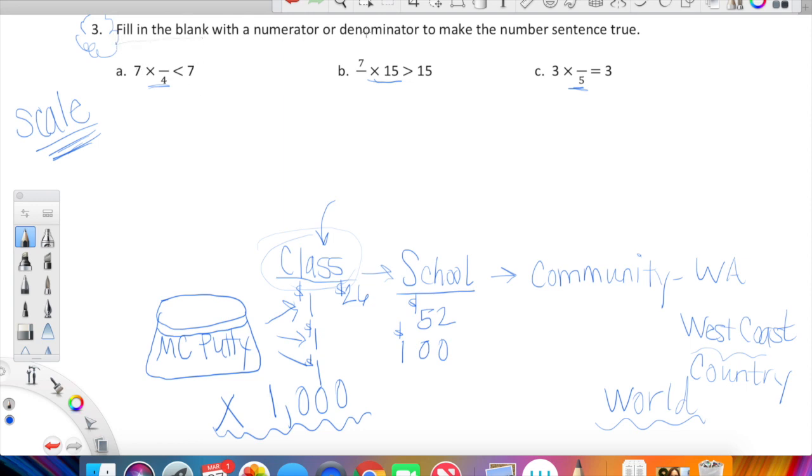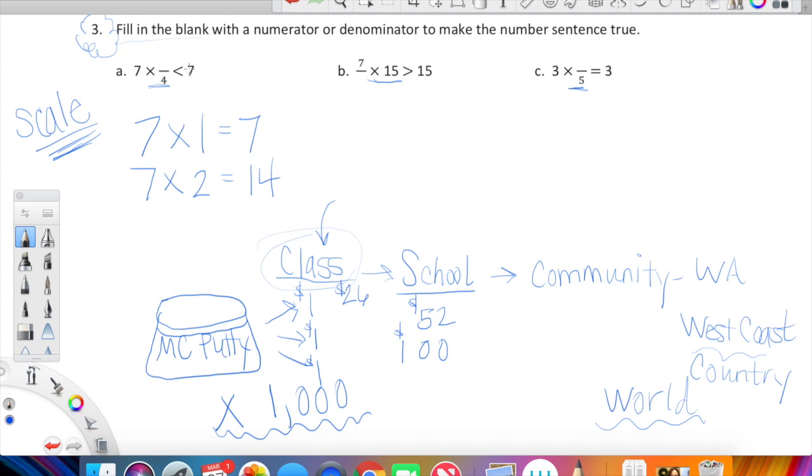Cool. So here, fill in the blank with a numerator or denominator to make the number sentence true. So 7 times something over 4 is less than 7. Well, here's what I know. I know that 7 times 1 is going to be equal to 7. I know 7 times 2 is going to be equal to something more than 7.